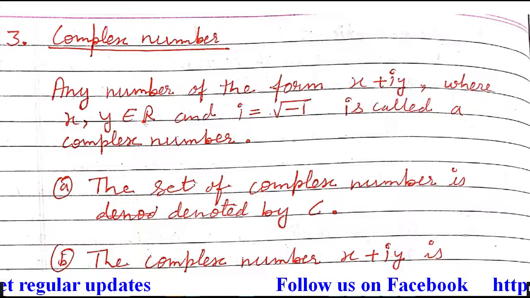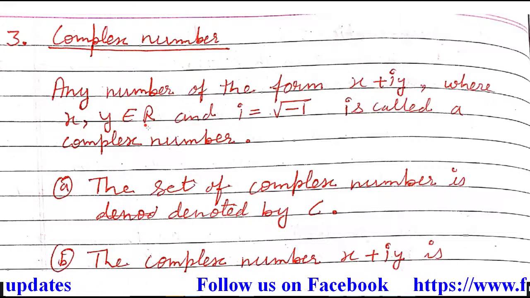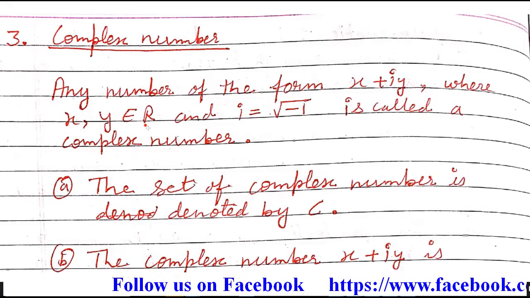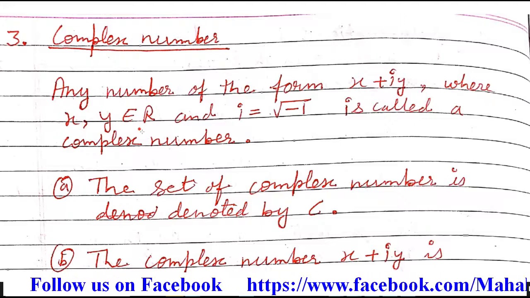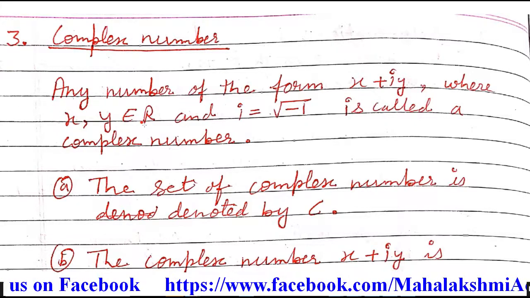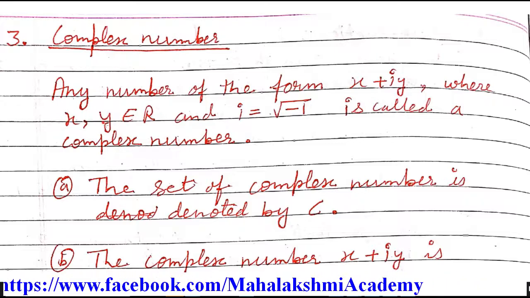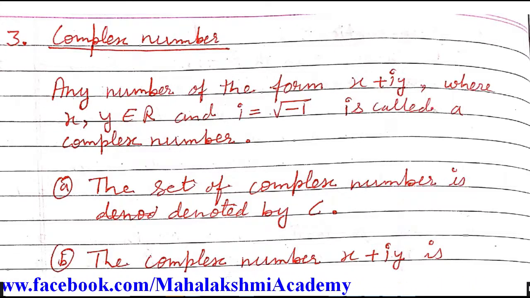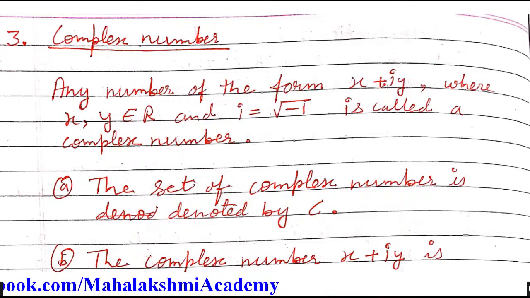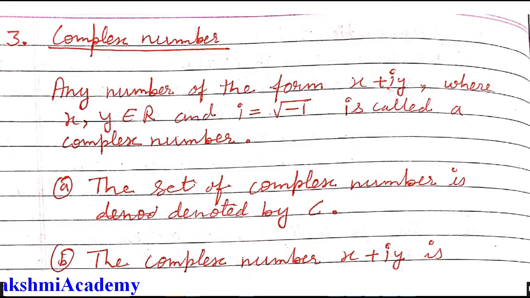R means the set of real numbers. Real numbers means +1, +2, +3 and 0, -1, -2, -3, all are real numbers. So x and y belong to the real numbers. They can acquire any value from the real numbers, and iota is square root of -1. So this combination of numbers is named a complex number.